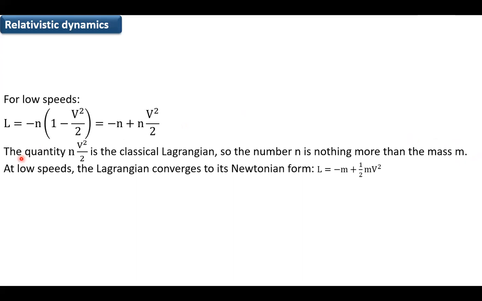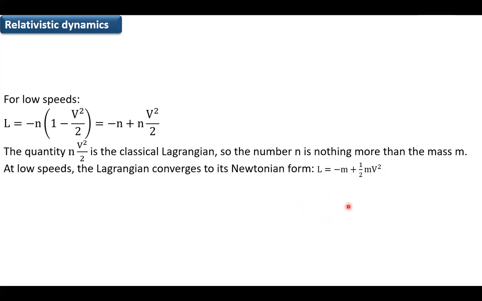So at low speeds, when the Lagrangian converges to the classical Lagrangian, half mv squared, we replace m by m, so L is minus m plus half mv squared. This half mv squared is the Newtonian Lagrangian. And as we already said before, the added constant is an invariant quantity. You can add a scalar, you can remove a scalar. It doesn't change the physics of the equation. So you can remove this minus m, or you can keep it, it's the same. Your Lagrangian is the same as the classical Lagrangian half mv squared, which is equal to the kinetic energy of the object.